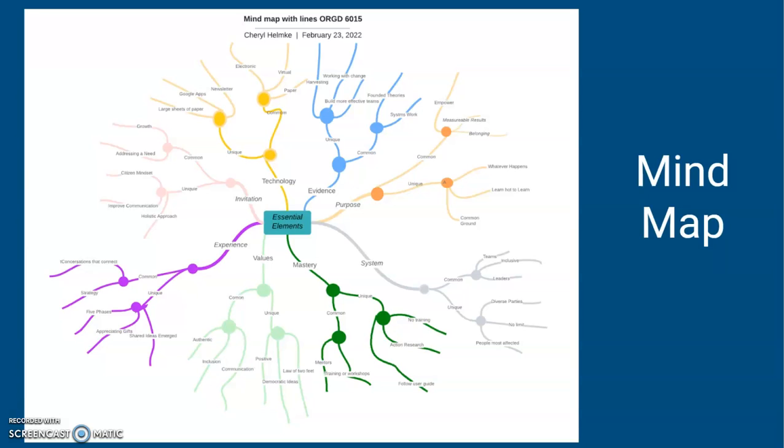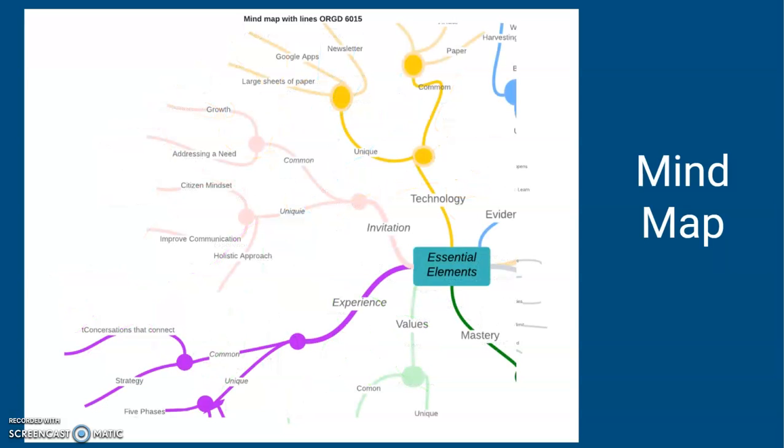So here's my completed mind map, and it's a little hard to read because it's so spaced out. So I'm going to zoom in on a few elements that really stuck out to me and helped me wrap my head around the information. First, we'll look at invitation, which can describe a challenge or a need, possibly even growth, personal or professional. Some unique concepts are a citizen mindset and a holistic approach, while common concepts were growth or addressing a need.